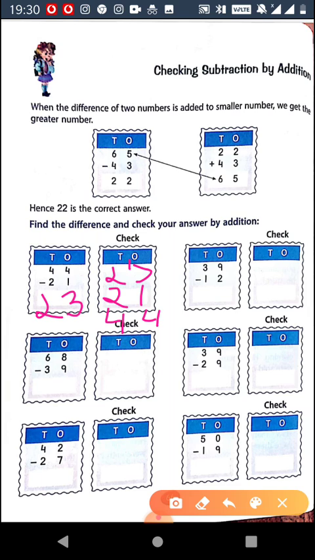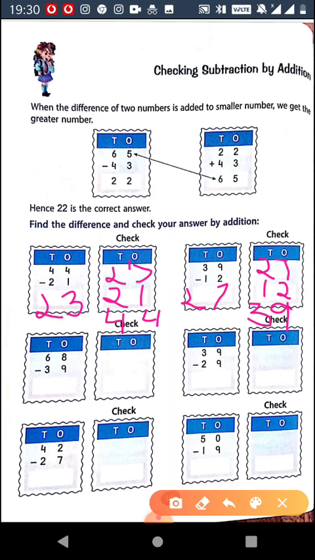Now let us do the next one. Next sum is 39 minus 12. Now when we subtract 2 from 9, what do we get? We get 7 and 3 minus 1 is 2. So the answer is 27. Now when you add this 27 and the smaller number, that is 12, what do you get? 7 plus 2 is equal to 9 and 2 plus 1 is equal to 3, 39. So here we were subtracting from 39. So the answer is correct.